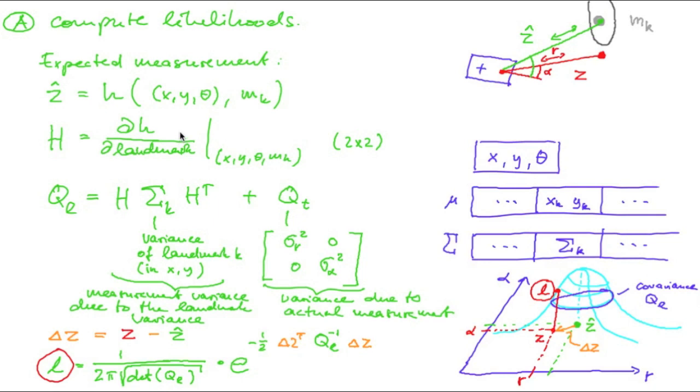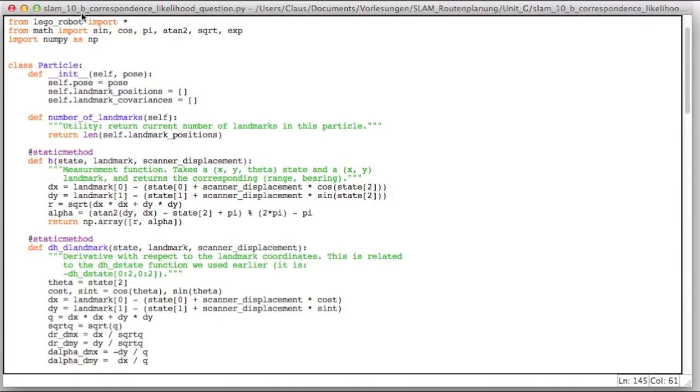So now all we have to do is to implement those formulas, and as I mentioned, we already programmed h, the measurement function. We also programmed capital H, the Jacobian of the measurement function. And so essentially, we'll have to program this part here and then put everything together. So I implemented the SLAM 10 B correspondence likelihood, which serves as a framework for what you'll have to implement. So here's our particle class again, where each particle now also has a list of positions and covariances for the landmarks. So these two variables will hold all those extended Kalman filters for our landmarks.